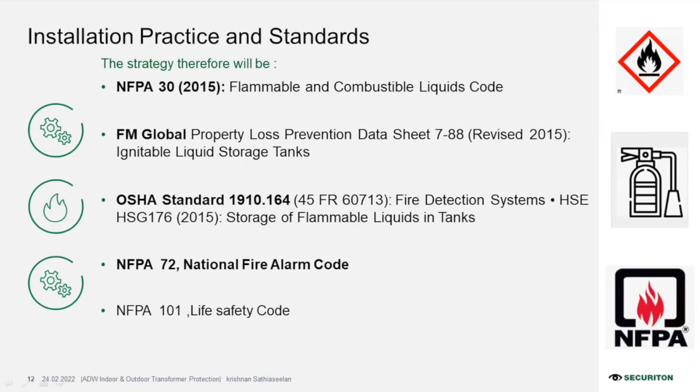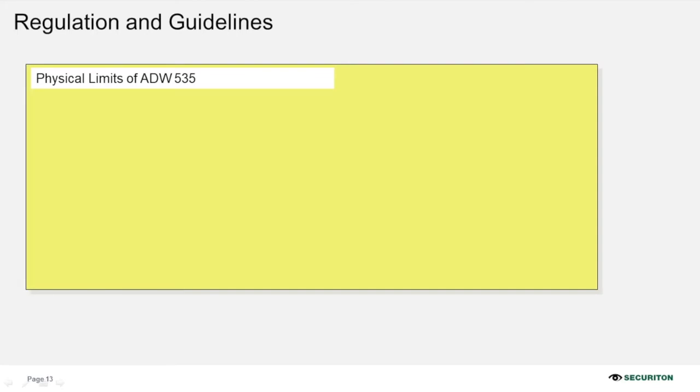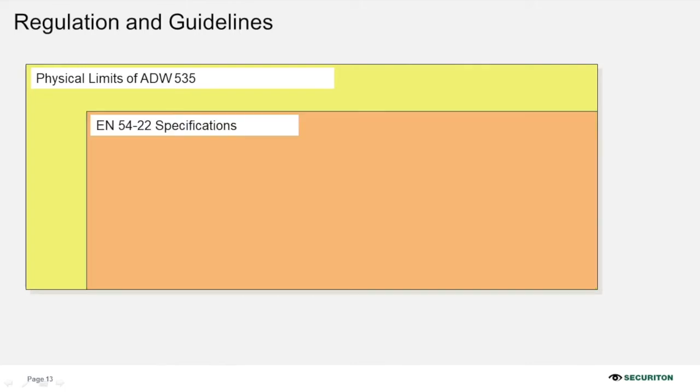Okay, so this is talking about the international practice, codes and standards. But you must always remember, we must look into the physical limits of the ADW, and we're going to explain what the limit of the ADW is and what the specification is. For example, I'll take EN 54-22, because our products are certified under EN 54-22. That tells you exactly the type of installation and the guidelines for protection or installation in any premises, including floating roof tanks.